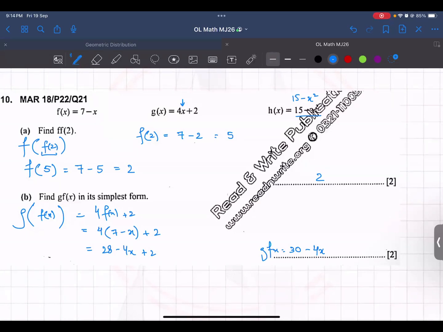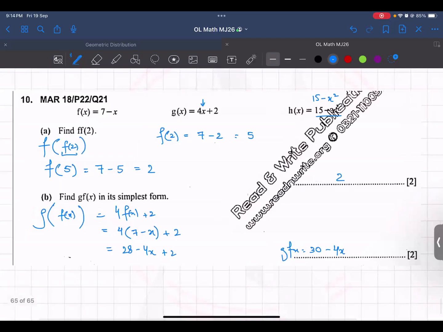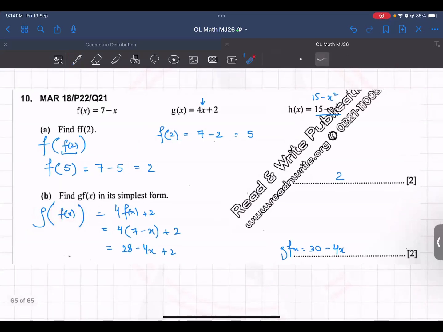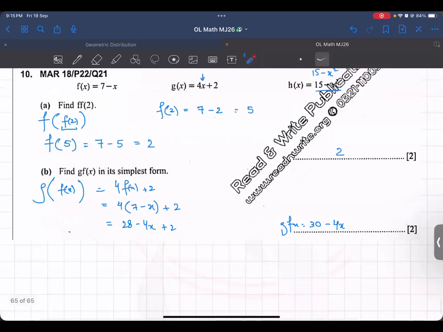Okay? Any questions? Sir, what value have you put inside x? You put the whole function directly, the complete 7 minus x function, in place of x. Yes. So the input of gx is the complete function, this complete thing, 7 minus x. So 4 times 7 minus x plus 2. Okay sir.